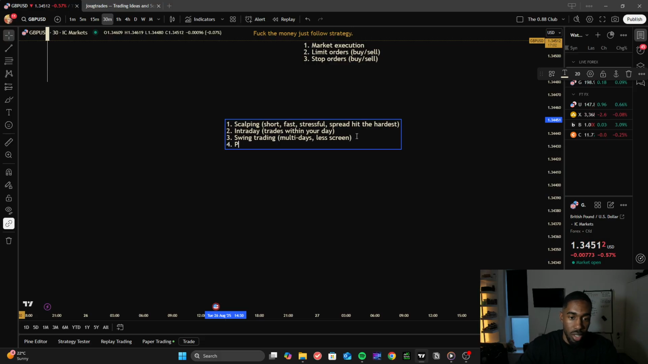4, we have position trading. Position trading is just long-term investing, literally. Like them guys that got rich off Bitcoin, they were position traders. They hold positions for up to like months, multiple weeks, potentially even years, bro. That's all I can say for position trading. Long-term investment, long-term investing.